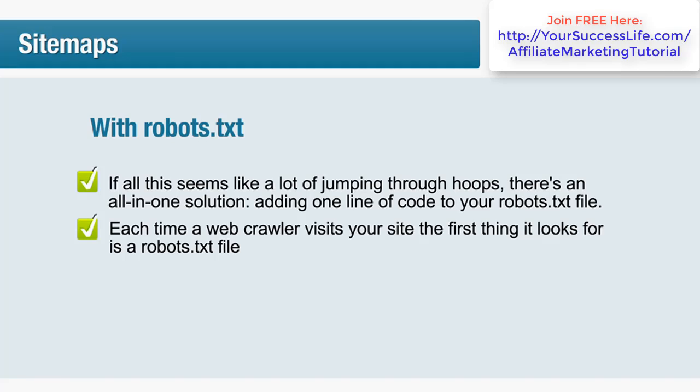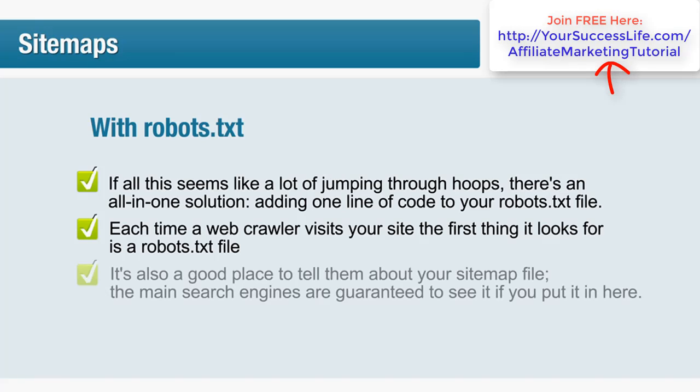This is the place where you tell the crawlers and other robots which pages you don't want them to access or index. If they're polite crawlers, and most of the search engine ones are, they'll respect the wishes of the robots.txt file. It's also a good place to tell them about where to find your sitemap. The main search engines are guaranteed to see it if you put it in there.